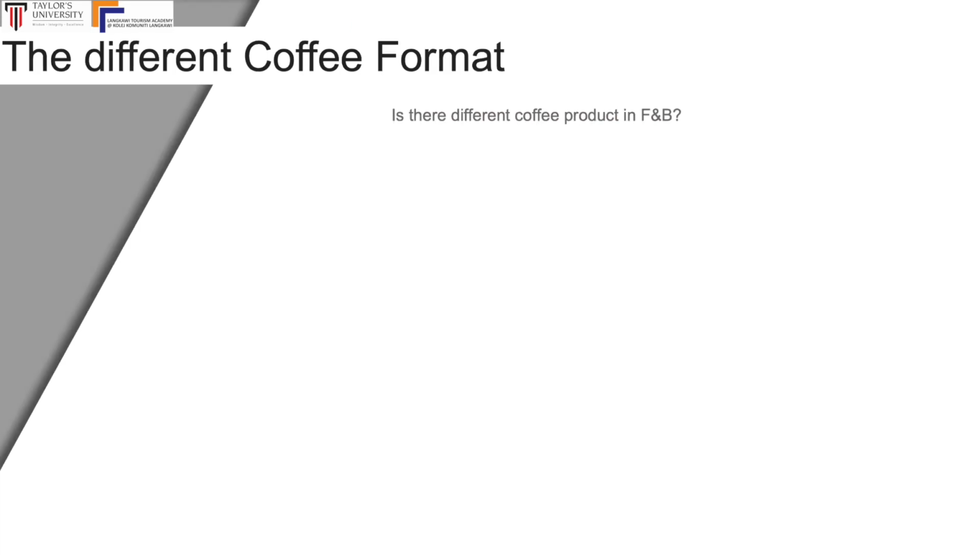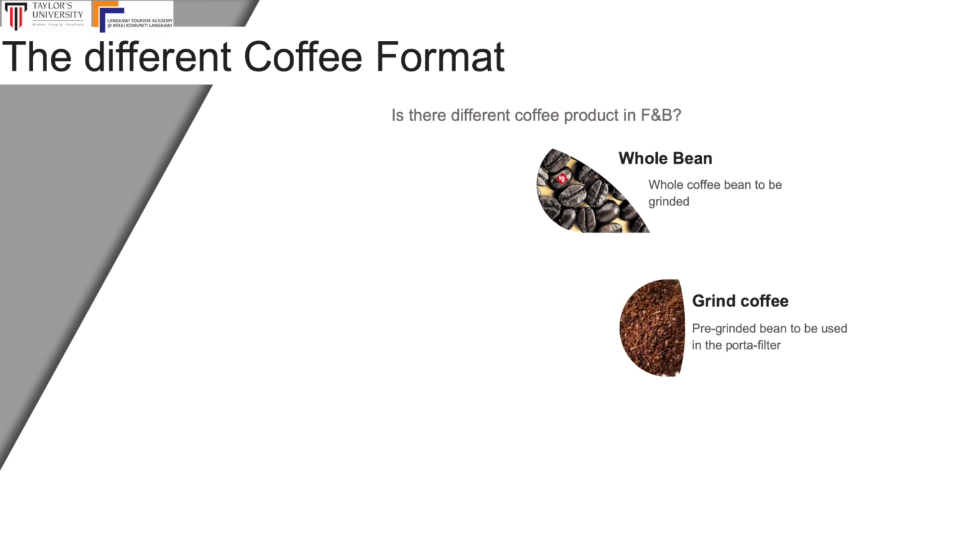Finally, the different coffee formats. Are there different coffee products in F&B? The answer is yes, plenty of different forms can be found. Whole bean. It's the whole bean of the coffee that needs to be ground before usage. We can find ground coffee. It's pre-ground coffee bean, can be used in a portafilter to make coffee.